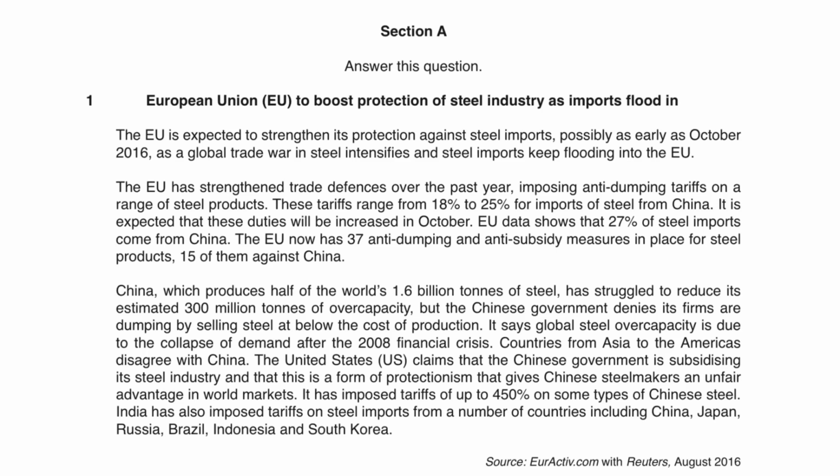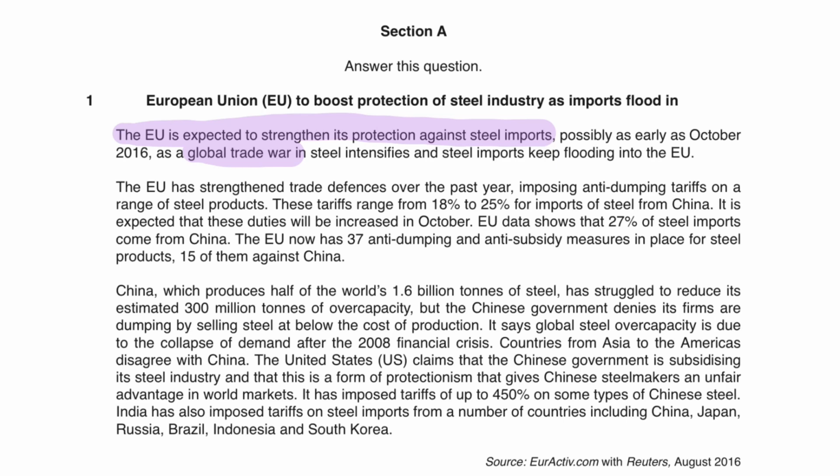So the case study is called European Union to boost protection of steel industry as imports flood in. It's all about protectionism. It says the EU is expected to strengthen its protection against steel imports. So that's the first point. Possibly as early as October 2016, as global trade war in steel intensifies and steel imports keep flooding in. So global trade war, I feel like is important.